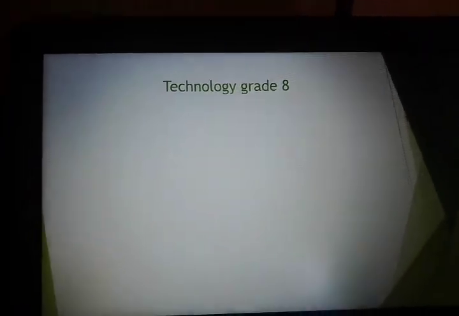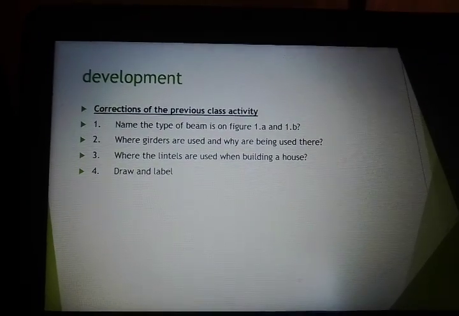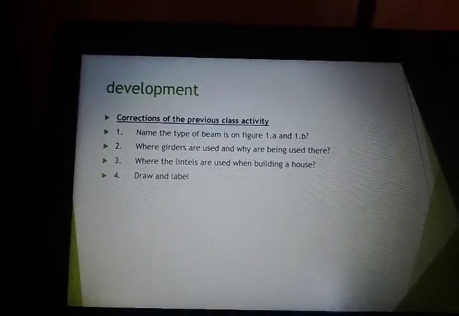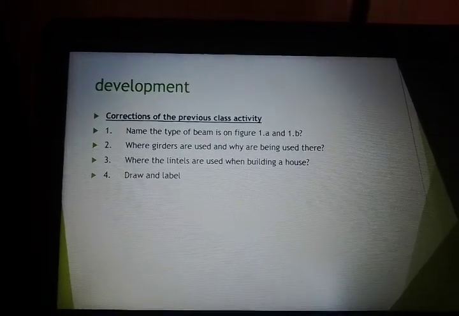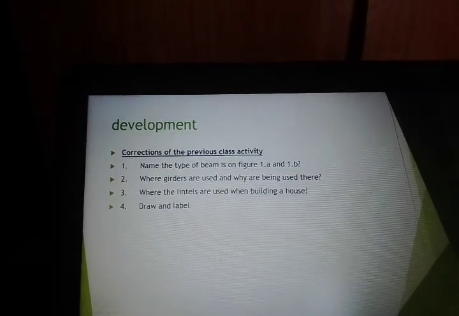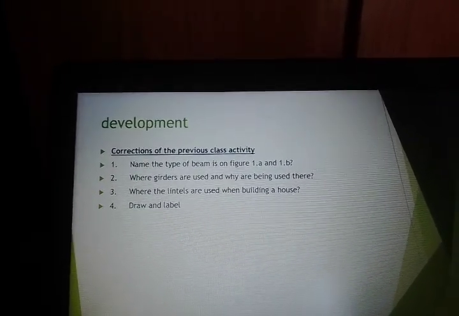Morning, grade 8. This is our technologies period. In the previous class, we spoke about beams and types of beams. At the end of that lesson, I gave you the classwork or class activities. Before we continue with our lesson today, we are going to do the corrections and then move on with our lesson.